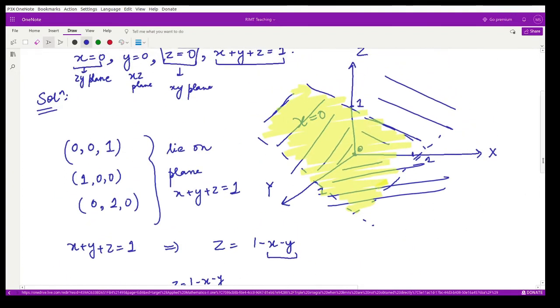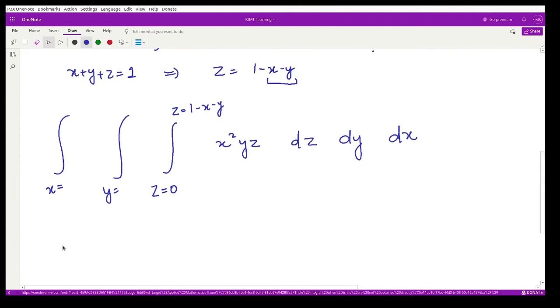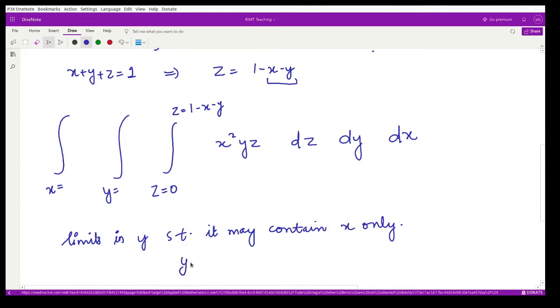Now for the second limit, y is equal to, we have to look for the limits in y. We will check for limits in variable y such that it may contain x only. That means there should not be any z. One limit is given to you in the question, y is equal to 0. But for the other limit, we will again consider this plane x plus y plus z is equal to 1.